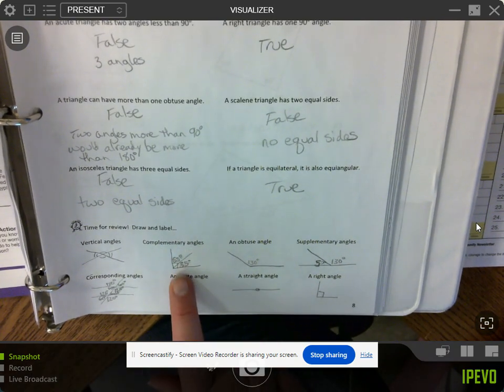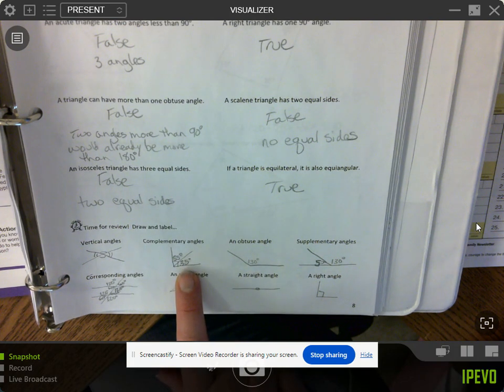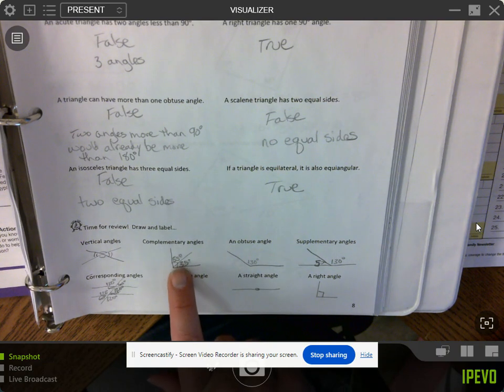Complementary angles equal 90 degrees. So you needed to show 2 angles that we add together to be 90 degrees. 55 and 35 equal 90 degrees.